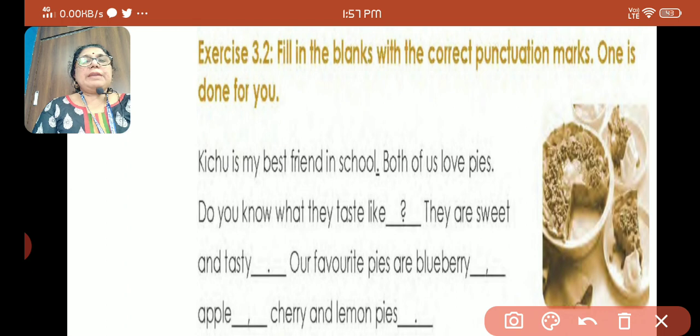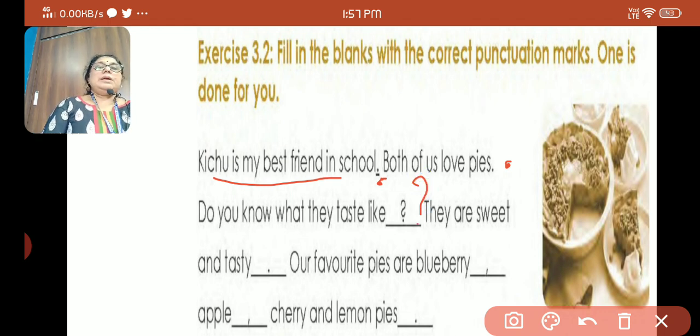Now once again, can we do it? Kichu is my best friend in school. There's a full stop over here, already done for us. Now both of us love spice. Now here the sentence ends. So how do we end a sentence? We put a full stop. Do you know what they taste like? It is a question mark.